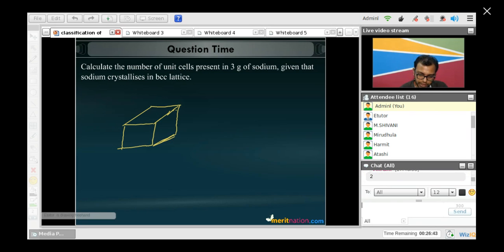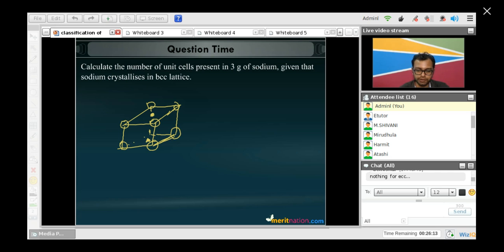So in the case of an end-centered cubic cell, you have one atom. So there will be 2 atoms at the face center, at the 2 face centers opposite to each other, right? And there will be 1 atom at each corner, right? This is the end-centered cubic cell, right? Okay, this is your end-centered cubic cell.